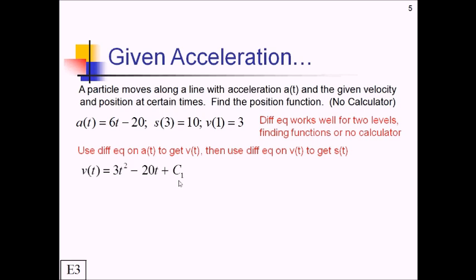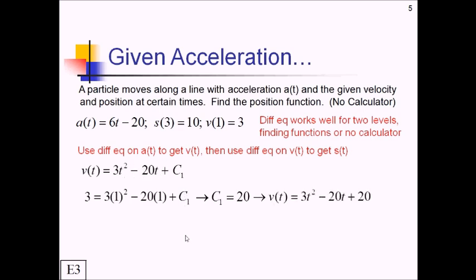Well, to do that, I need an initial velocity value. Now, they told us that when time is 1, velocity is 3. So I'm going to write 3 equals, and then all of these t values with 1 plugged in for those. So on the right side here, I've got 3 minus 20, which is negative 17. Adding that to the left side, I have 3 plus 17, giving me a c1 value of 20. So that means my velocity function is 3t squared minus 20t plus 20.